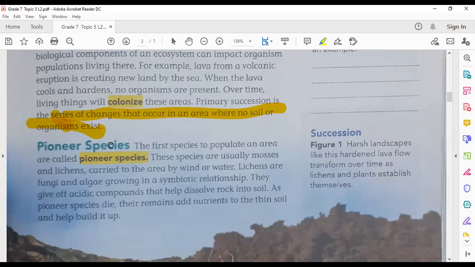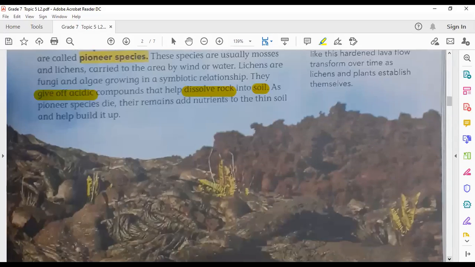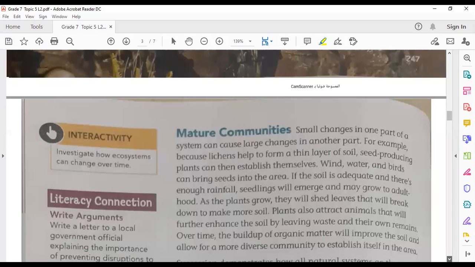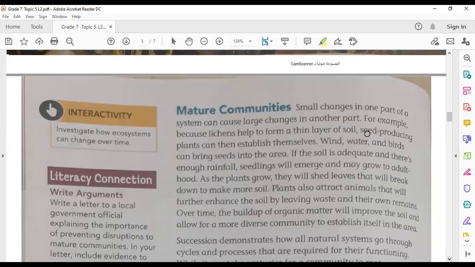These lichens decompose and give off acids, and these acidic compounds, because they are strong, can break or dissolve the rocks, and the rocks change to soil. The pioneer species are very important in primary succession because they give the area soil. Now, when the soil is formed, seed-producing plants come to the area and start to grow. These seeds come to the area by wind, water, and birds.